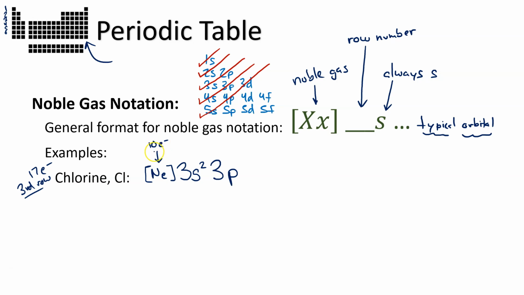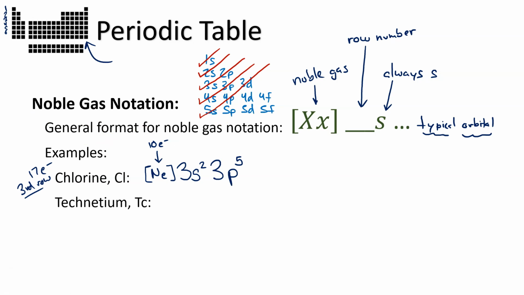The 10 is how many electrons neon has. So with my 3s2, that was 12 electrons, and to get up to 17, my 3p orbitals only need to have 5. That would be chlorine's noble gas notation. Let's take a look at a much larger element, and this is really the reason why noble gas notation exists.